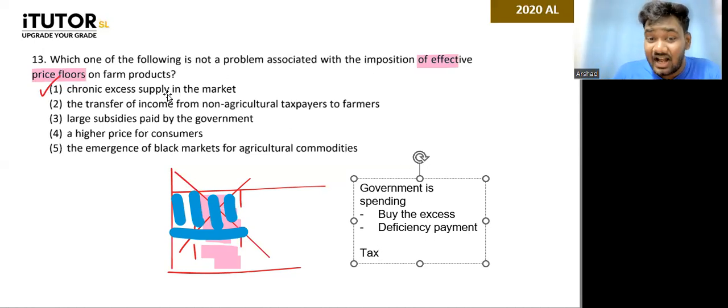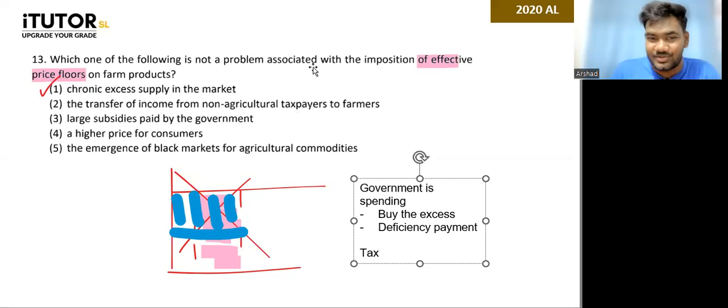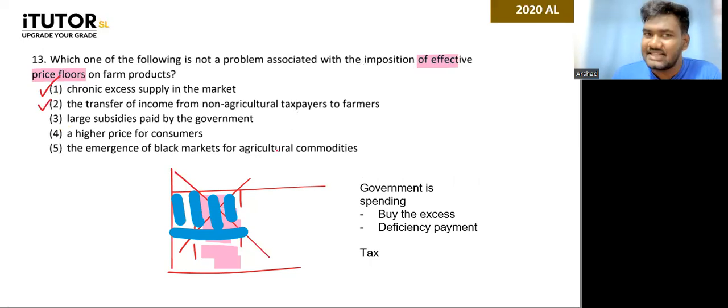So what is this here? Transfer of income from non-agricultural taxpayers. So from people like you and me, we are non-agricultural taxpayers. So government is taking the money from us and giving it to the farmer. How? In the form of a deficiency payment, in the form of buying their excess. That is also kind of a problem, no? That is our money, right? Government is taking and giving it to the farmer. So this also you can say is a problem. Is that okay, guys? Point number 2. Transfer of income from non-agricultural taxpayers is also a problem.